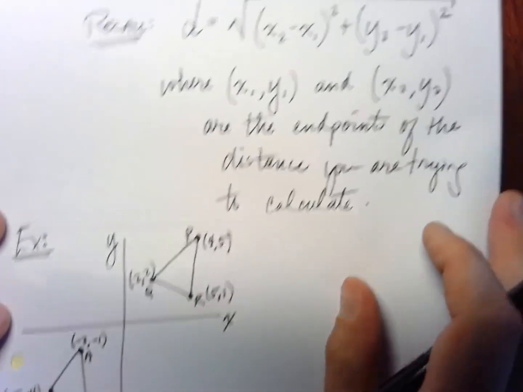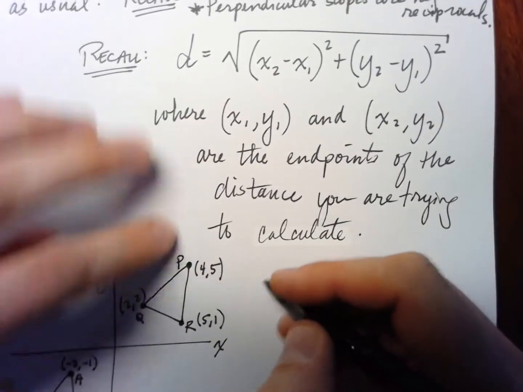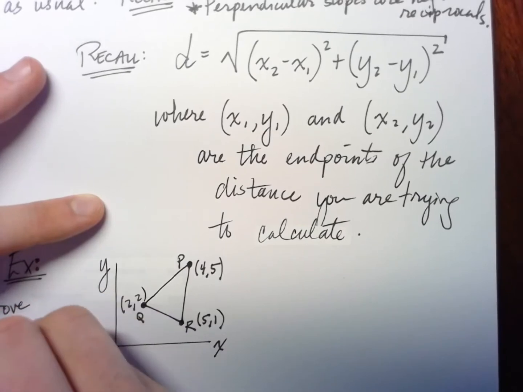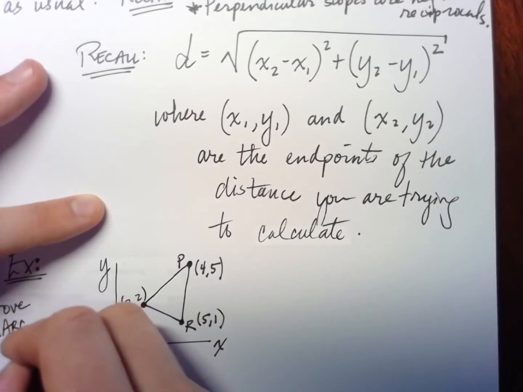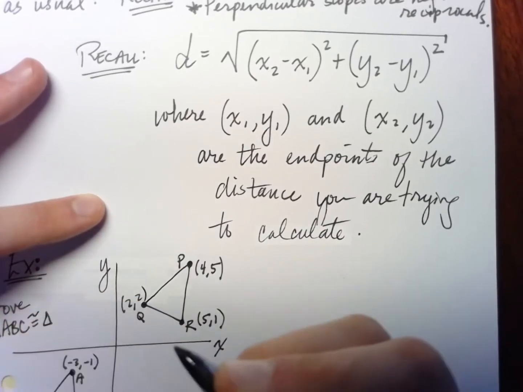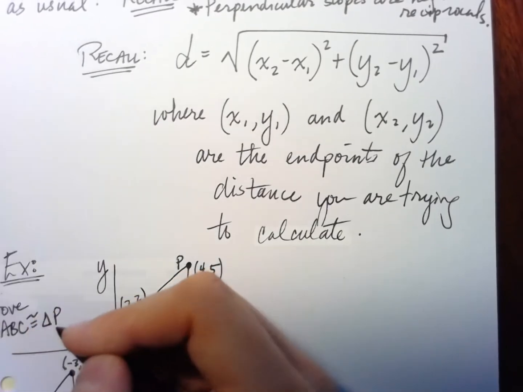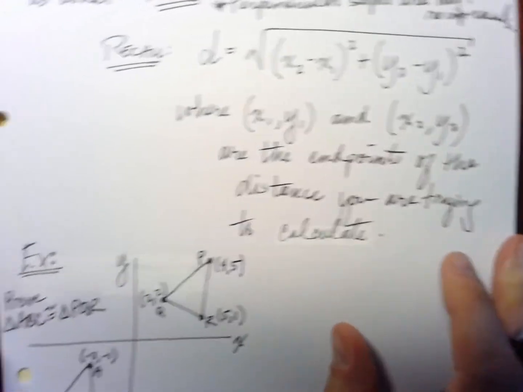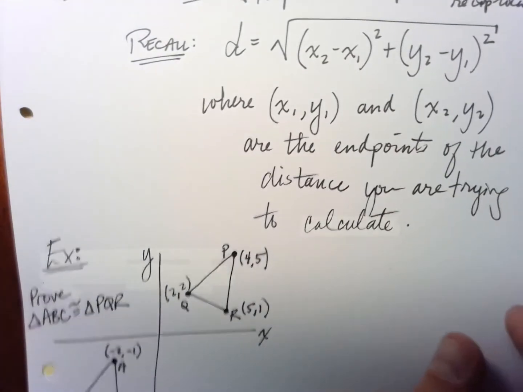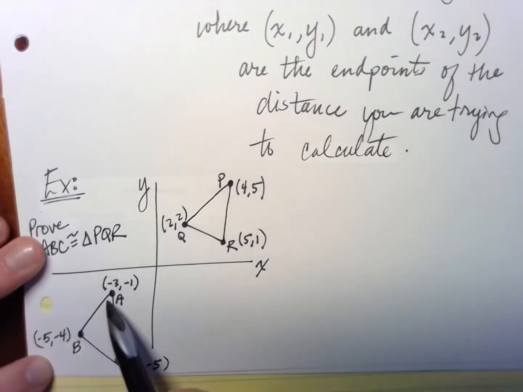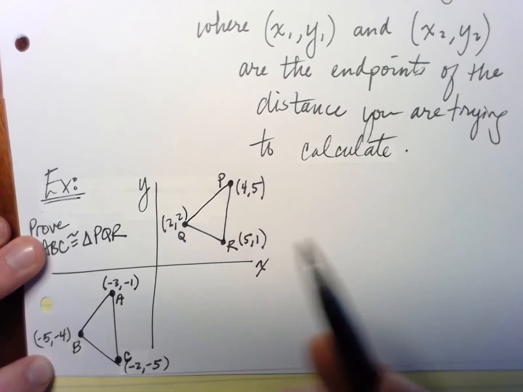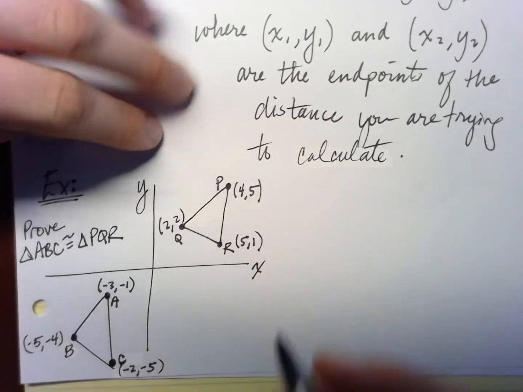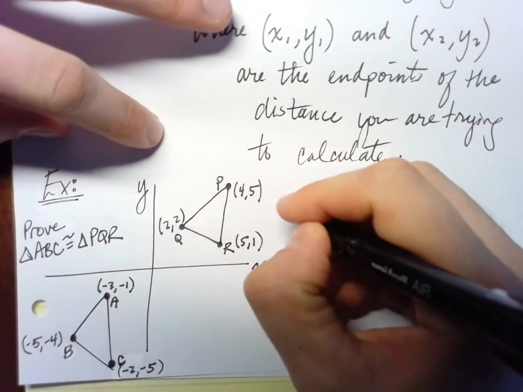And so let's say that we want to prove triangle ABC is congruent to triangle PQR. Okay, let's show that triangle ABC, which is down here, is congruent to PQR. Okay, so all we're given is the coordinates of the endpoints. So let's look at the distance.